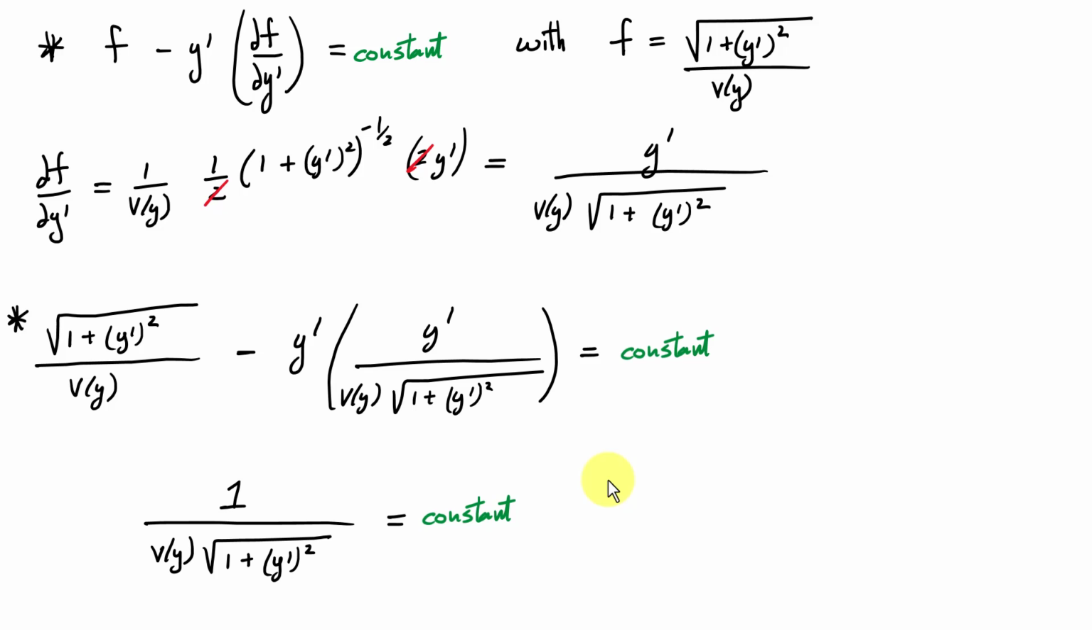So you've done all of this work to show that 1 divided by the speed, divided by the square root of 1 plus y prime squared, must be equal to a constant. All right, so we're not quite at Snell's law. It doesn't look like Snell's law to me. We have one more step to do in order to prove Snell's law for this problem.